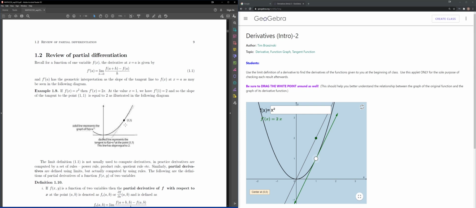Once I have this point on the graph, I'm going to consider the tangent at that point. I drew it in this diagram here. The point is (1, 1), and the dashed line over here is the tangent.